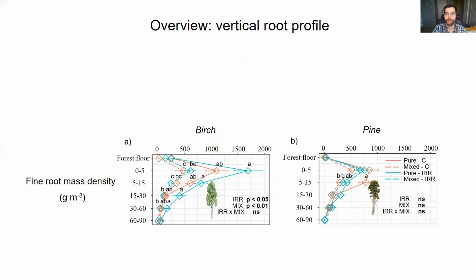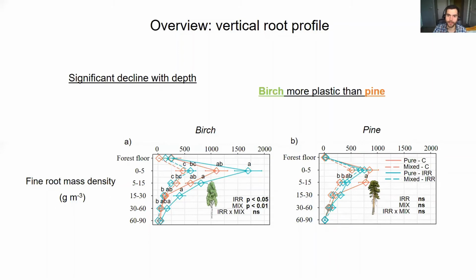If we take an overview of the vertical root profile, we see that for both tree species, fine root biomass decreased with increasing soil depth. However, we observed that birch was more plastic than pine in response to irrigation and mixture. Birch actually responded with a significantly higher fine root mass under irrigation and a lower fine root mass under mixture, with the clear differences observed for the shallower soil layers. On the contrary, pine did not respond significantly to irrigation or mixture.